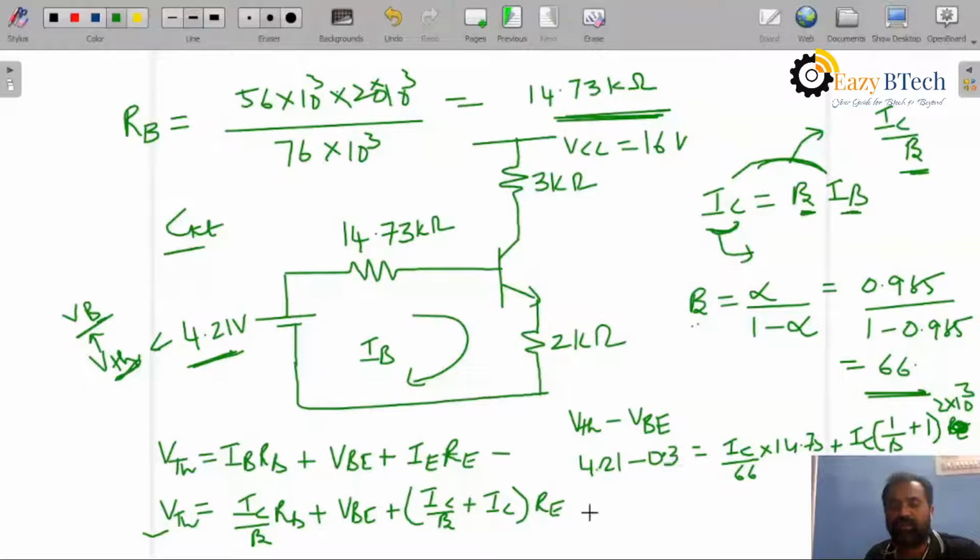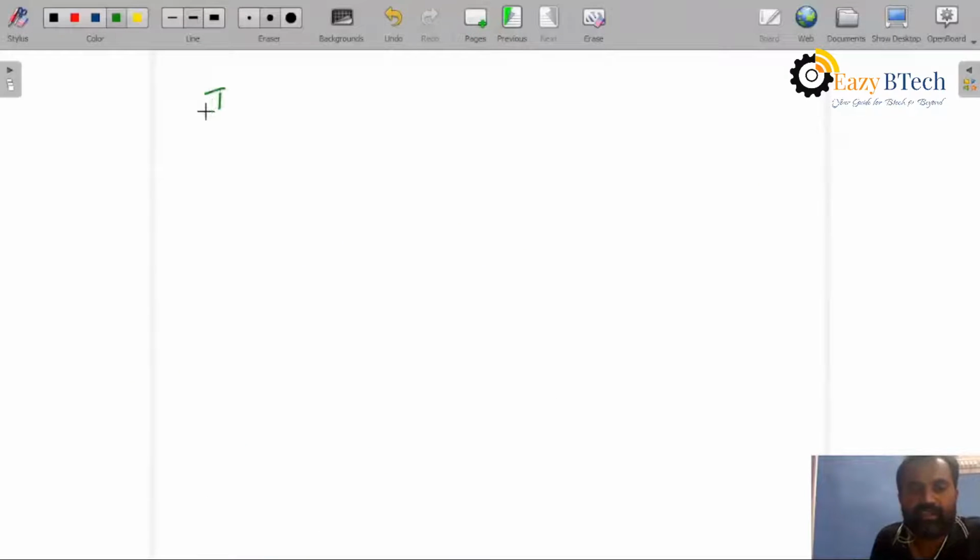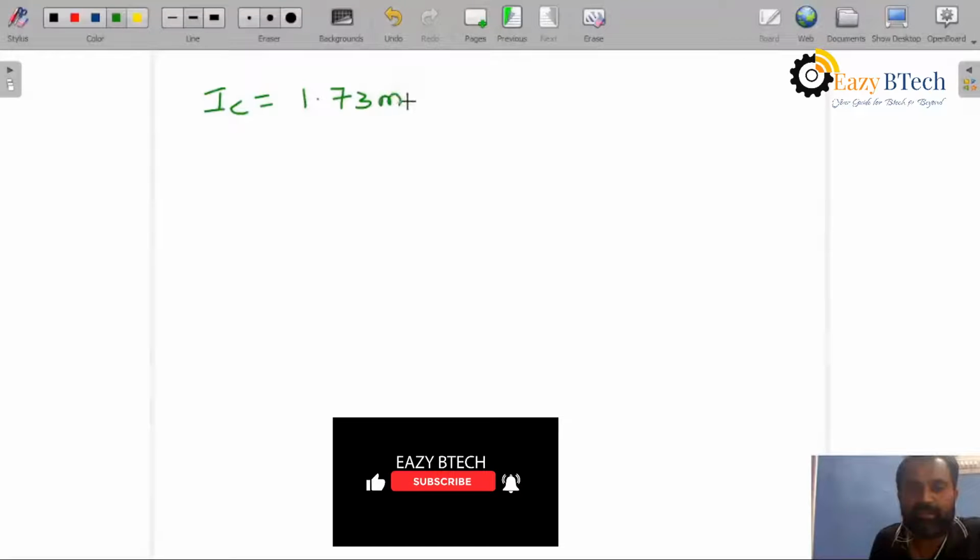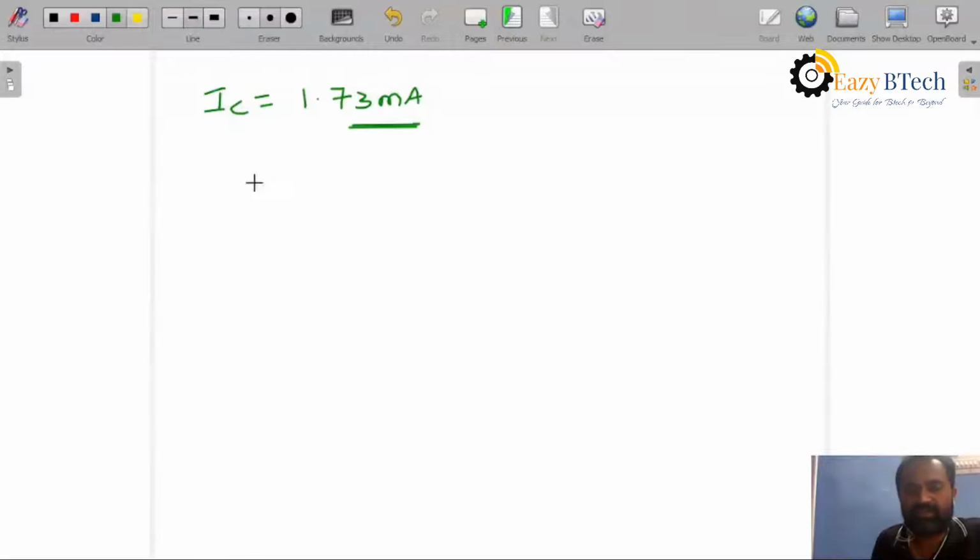Okay, by substituting all the values, you will get the value of IC current. IC is equal to 1.73 milliamperes. From this we know the beta value. IC is equal to beta into IB. Now we know beta is 66 into IB.